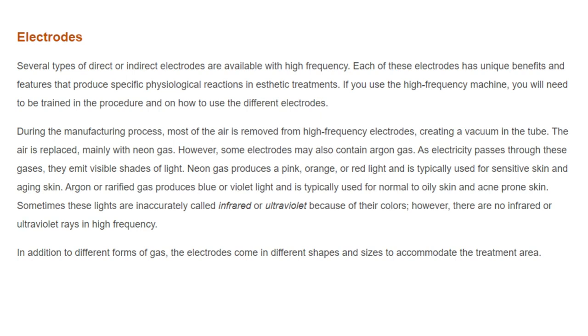As electricity passes through these gases, they emit visible shades of light. Neon gas produces a pink, orange, or red light and is typically used for sensitive skin and aging skin. Argon or rarefied gas produces blue or violet light and is typically used for normal to oily skin and acne-prone skin. Sometimes these lights are inaccurately called infrared or ultraviolet because of their colors. However, there are no infrared or ultraviolet rays in high frequency. In addition to different forms of gas, the electrodes come in different shapes and sizes to accommodate the treatment area.